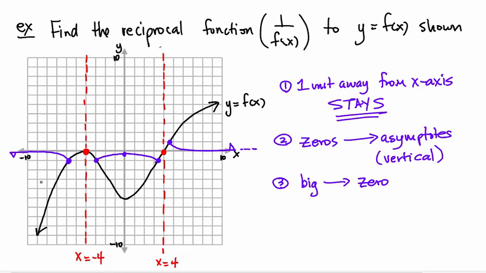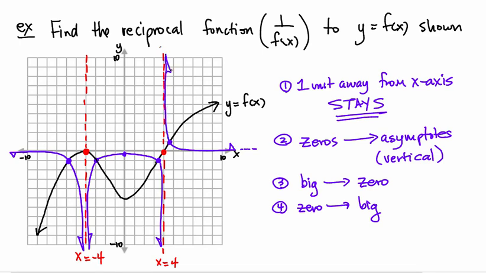So our blue graph is slowly coming together. My invariant points at 1 unit away stayed. My zeros became asymptotes. Big numbers get closer and closer to 0, and 0, or small numbers, get really big. As these y values become closer and closer to 0, the reciprocals get bigger and bigger. As these y values in here get closer and closer to 0, the reciprocals get really big. Just fill that back in. As these ones get small, these ones get big, and as these ones get closer to 0, these ones get really big.